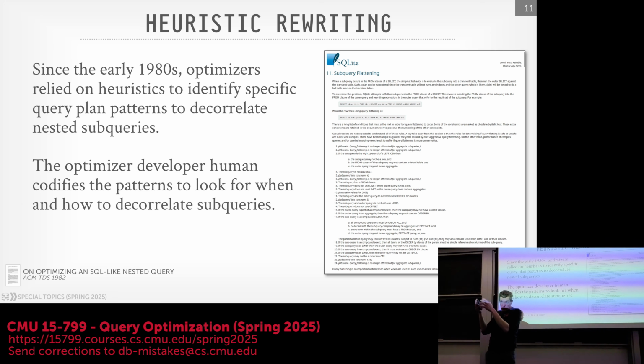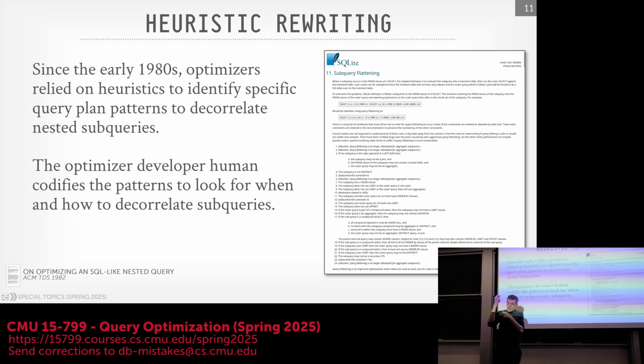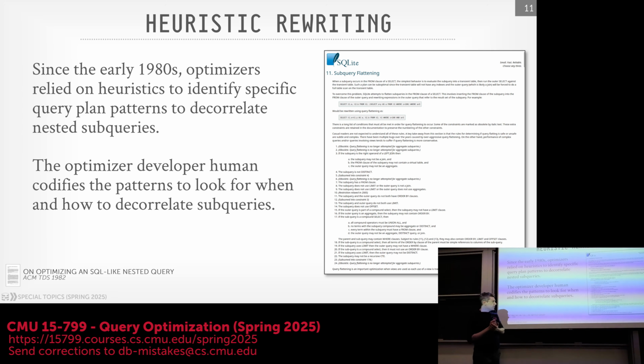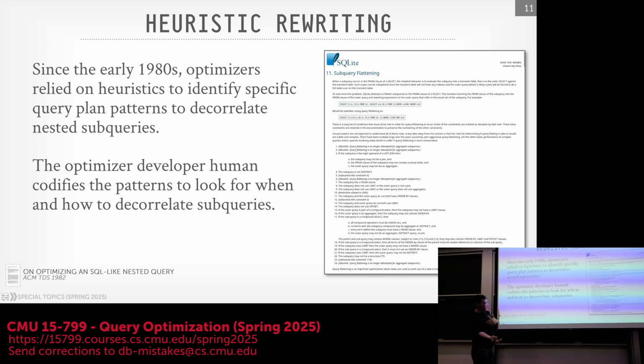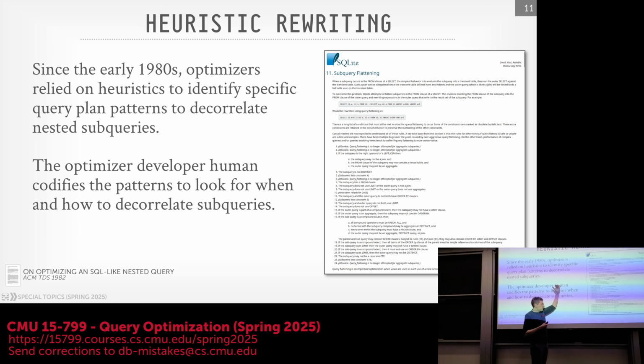Again, I'm trying to lift out the nested query to be something at the same level as the outer query, so that you can do a join against it, right? So I'm not picking on SQLite. Pretty much every system except for DuckDB and Umbra and HyPer is doing something very similar to this.